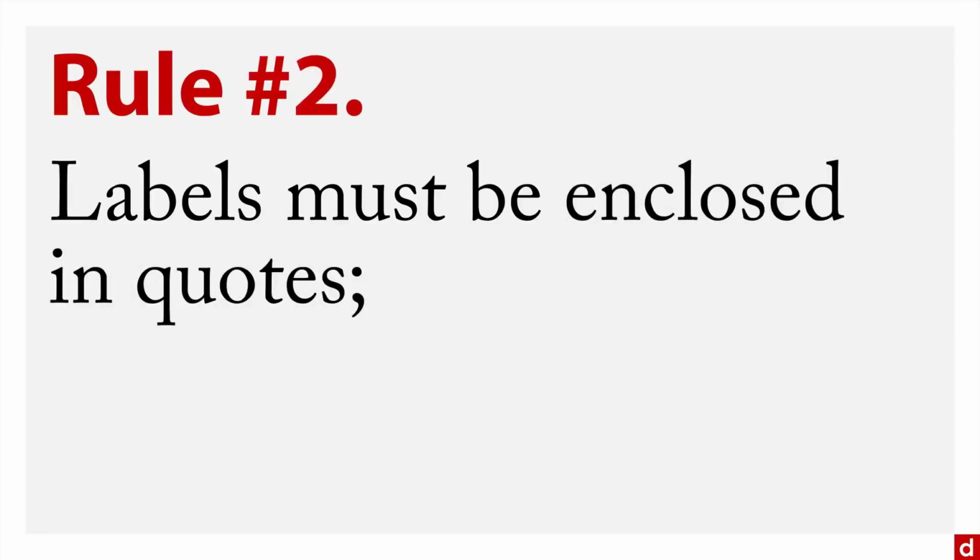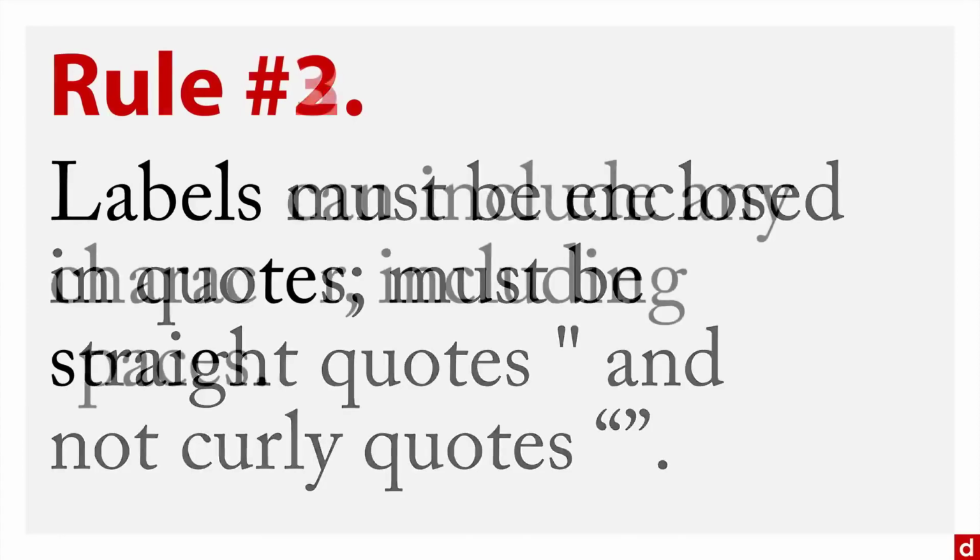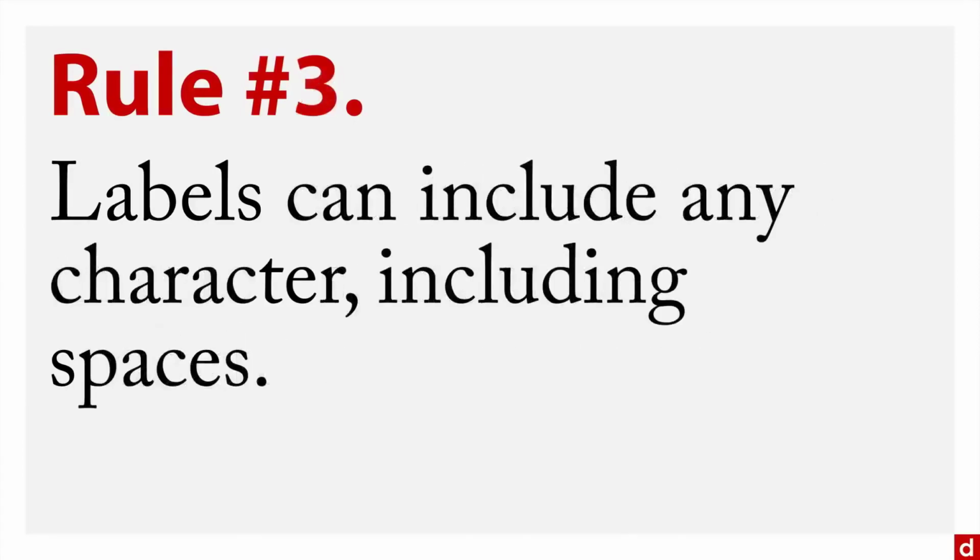Rule number 2, the labels must be enclosed in quotes, although I'll tell you, they need to be straight quotes, the vertical ones, and not the curly quotes, or SPSS chokes on those. Rule number 3, labels can include any character, including spaces, which is something that you can't have in the variable name, but you can put it here. So that allows you to put labels that sort of float on top of the variable names, and those can show up in the variable lists. They can show up in the charts and the output that you create.